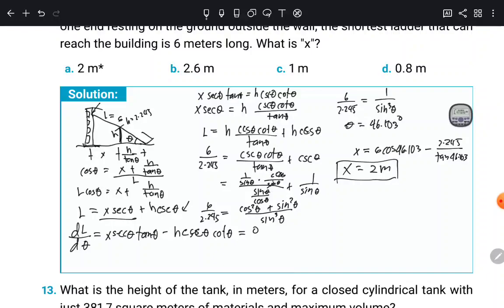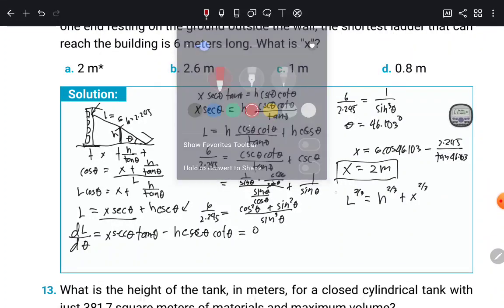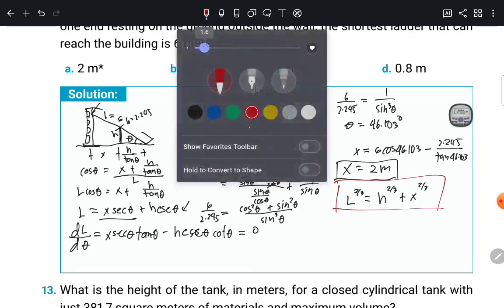And again, if you don't want to use this one, we have another formula, derived from this method. And that formula is L raised to 2/3 is equal to H raised to 2/3 plus X raised to 2/3. You can just directly use this formula. You can solve for whatever you want to solve here. And if you check, we're solving for X. Remember, we're solving for X.